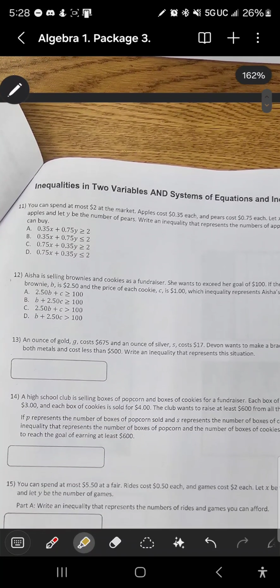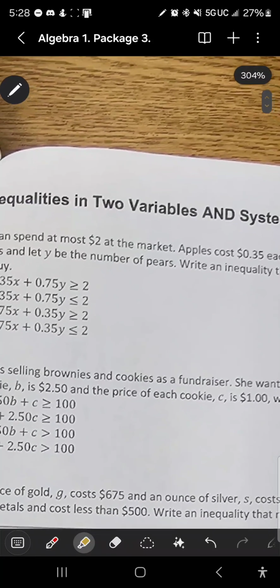Now let's see 11. You can sell at most $2 at the market.